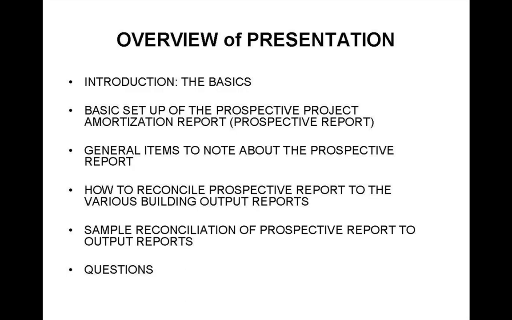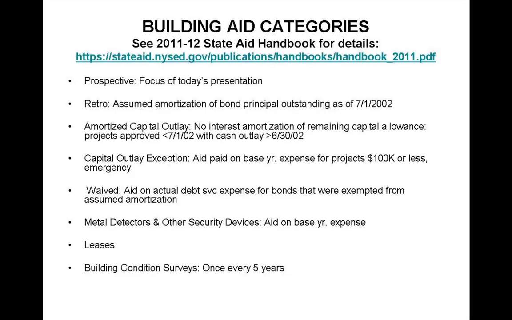As I mentioned earlier, we're going to be talking about prospective aid today, prospective projects and prospective aid. As many of you might know, that's one of many different types of building aid that your district may or may not receive, all of which are displayed in items on your output report. They each have their own sections of law and rules and formulas. And again, today, if you see at the top of this slide, we're only going to be talking about prospective aid.